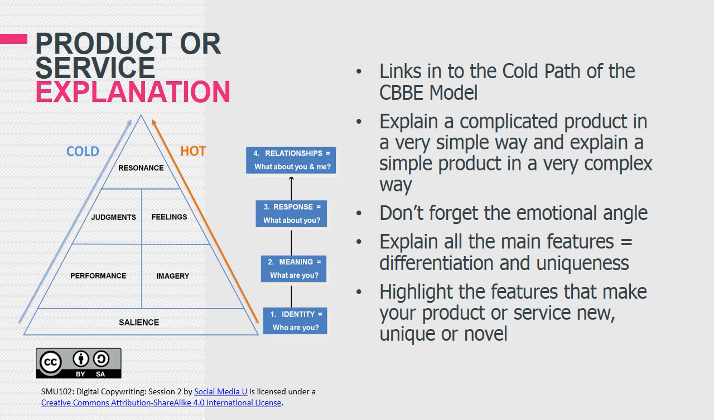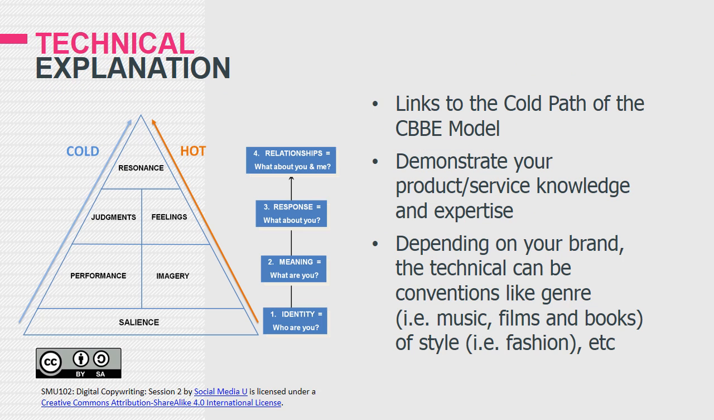Highlight those features that make your product or service new, unique, or novel. This might appear to be the same as the copy element product explanation that we've just discussed, but it is different. Here you're revealing not just the features of the product, but the features that distinguish it from anything else on the market. This too links to the cold path of the CBBE model from the branding unit.